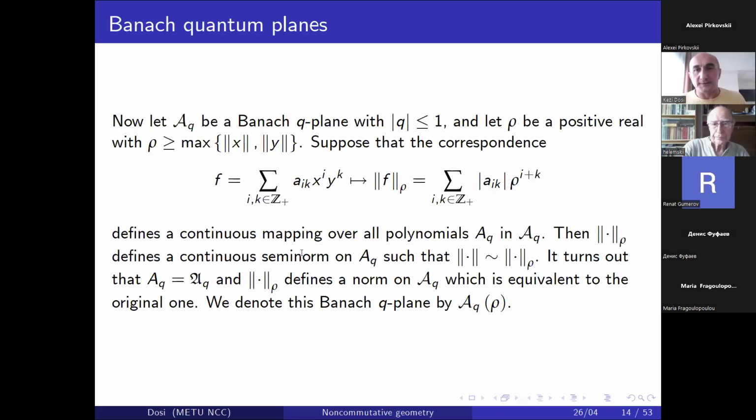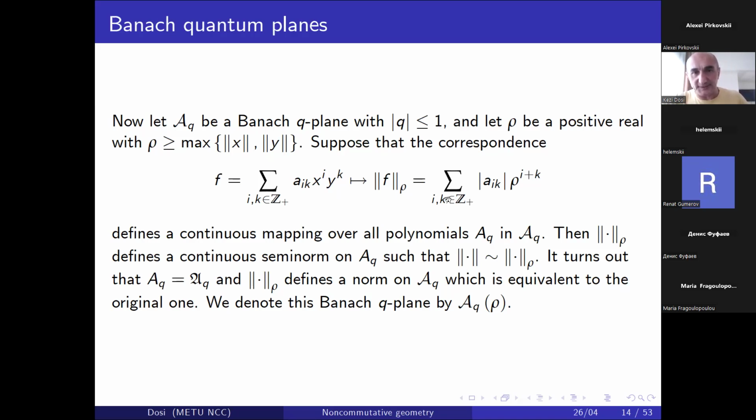Okay, now let's look at another type of example. Again, this example is due to Pekovsky, so what can we do here? Again, we can get the Banach Q-plane, Q less than or equal to 1. Take a number which is dominating the norms of X and Y, and look at this correspondence, the absolute correspondence. Suppose it defines a continuous mapping.